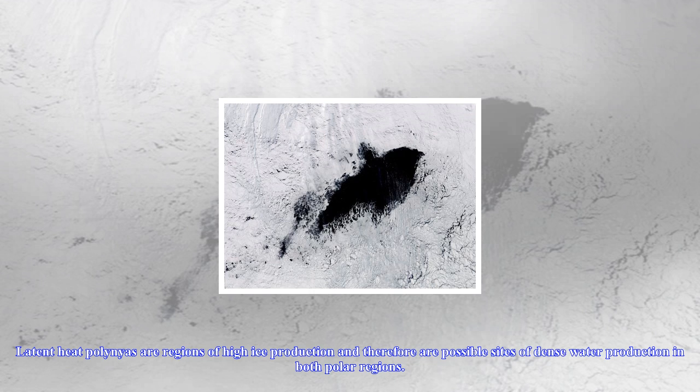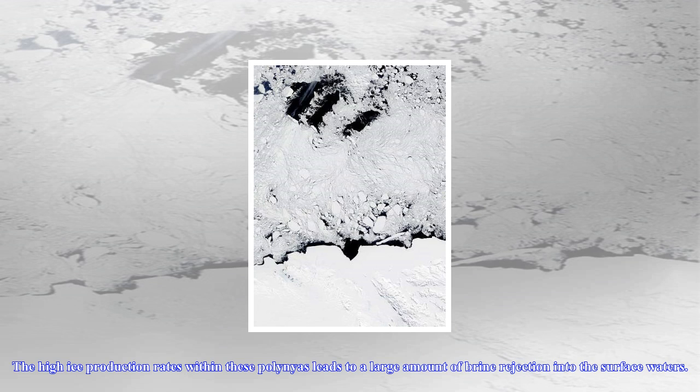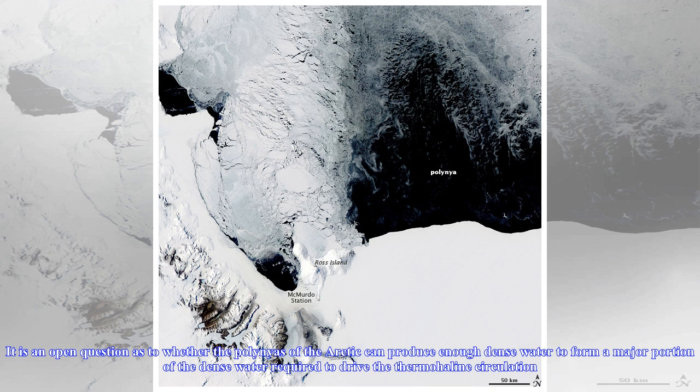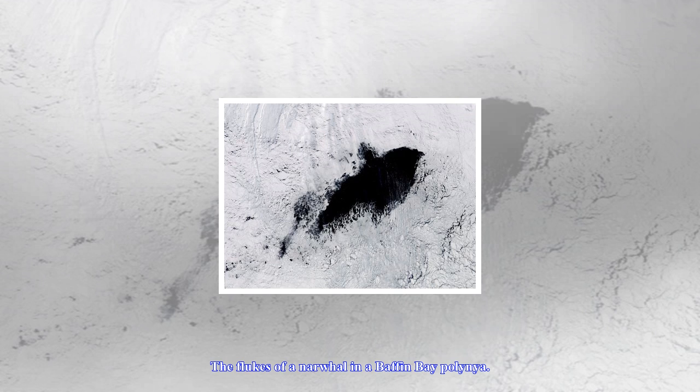Latent heat polynyas are regions of high ice production and therefore are possible sites of dense water production in both polar regions. The high ice production rates within these polynyas lead to a large amount of brine rejection into the surface waters. This salty water then sinks and mixes to possibly form new water masses. It is an open question as to whether the polynyas of the Arctic can produce enough dense water to form a major portion of the dense water required to drive the thermohaline circulation.